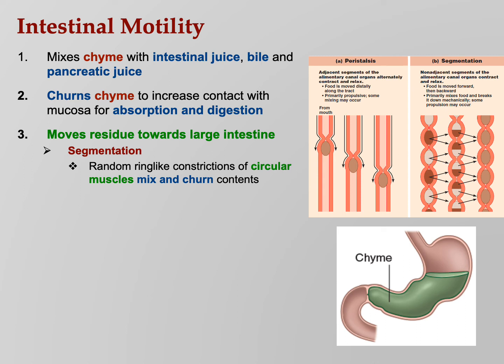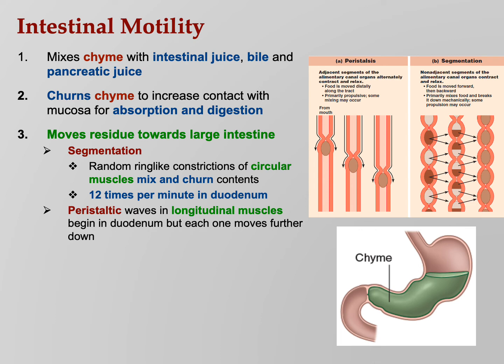Segmentation, this is where the circular muscles contract to squish the food, mix and churn the contents, 12 times per minute in the duodenum. Then the longitudinal muscles are for peristalsis. That is a linear movement. So it's going to squeeze the food along and move it down.